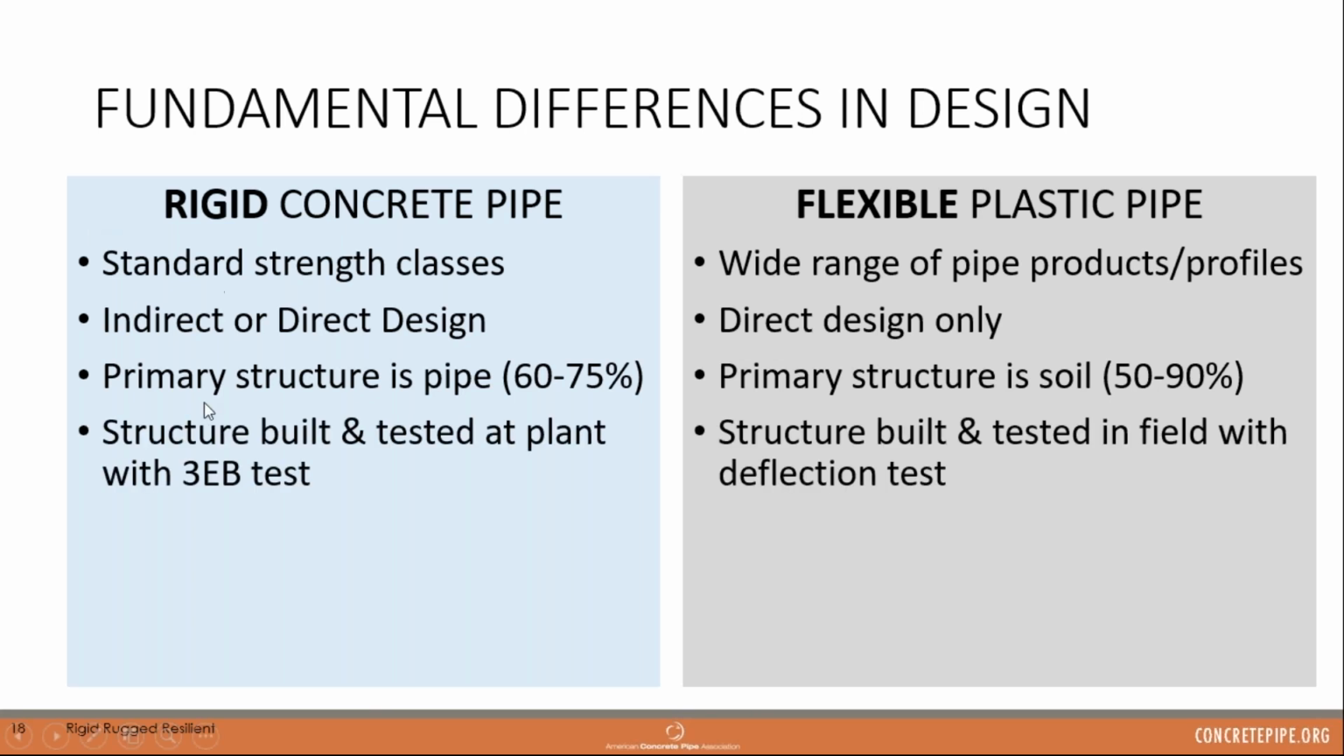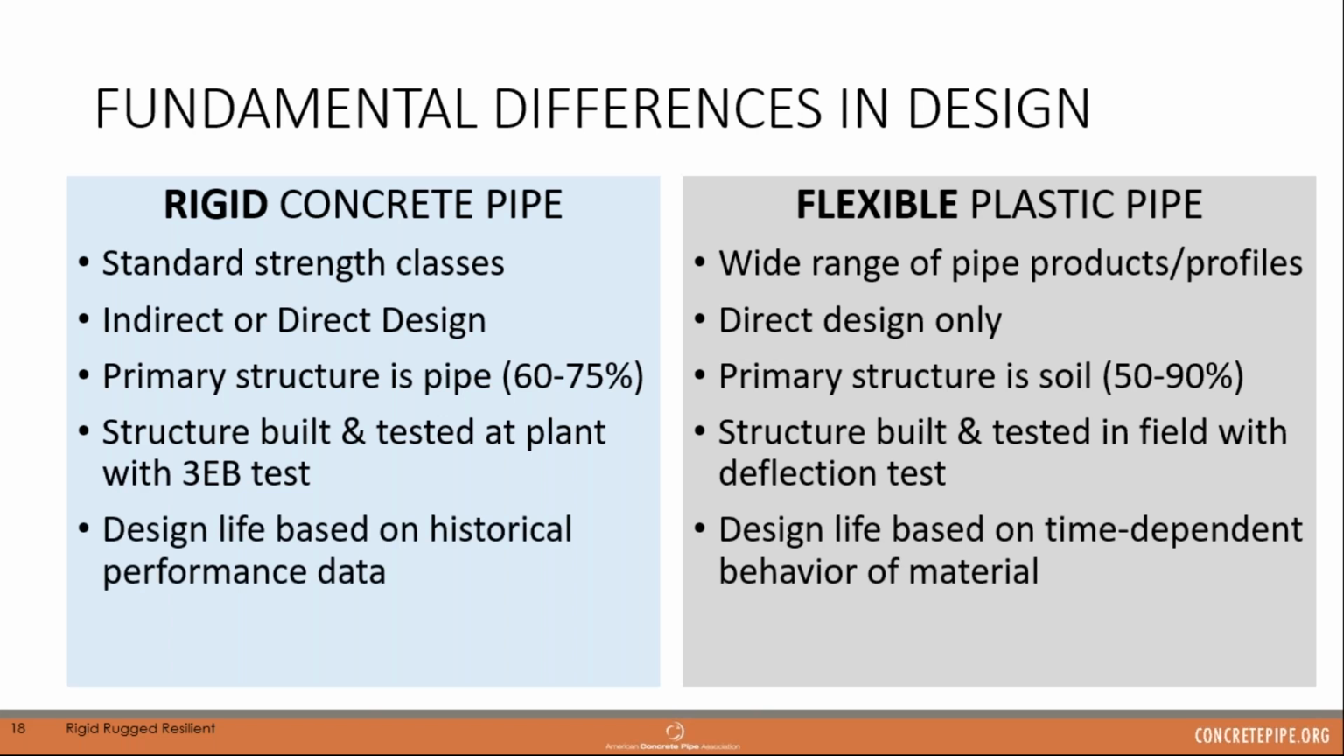So that structure is tested two different ways. For a rigid pipe, it's tested in our plants, and that's where the structure is built. We use that 3-edge bearing test to verify that structure. And a flexible pipe, since the structure is built in the field, that structure also needs to be tested in the field using some means of deflection testing, whether it be mandrel or laser profile, or whatever you're doing.